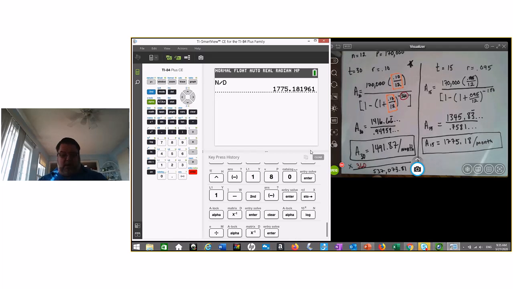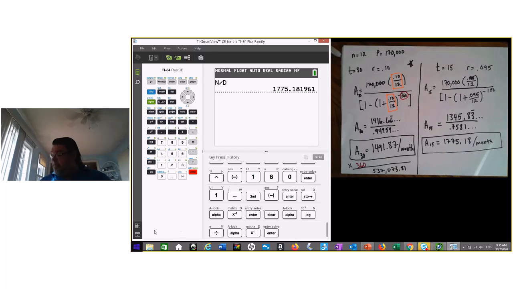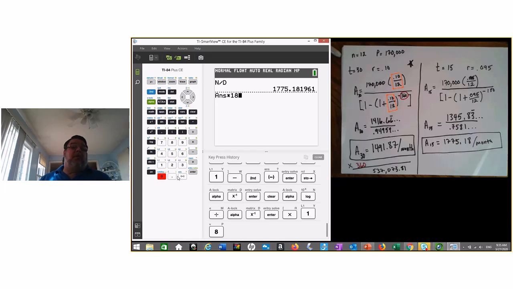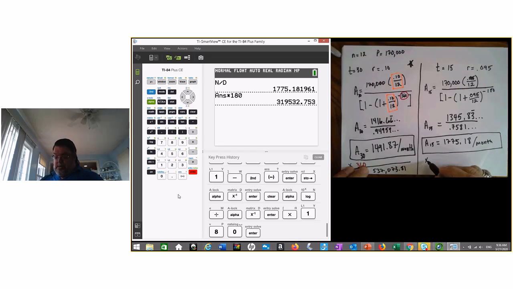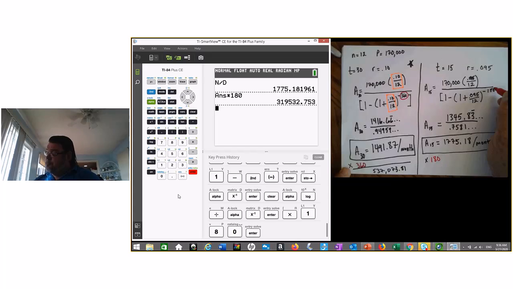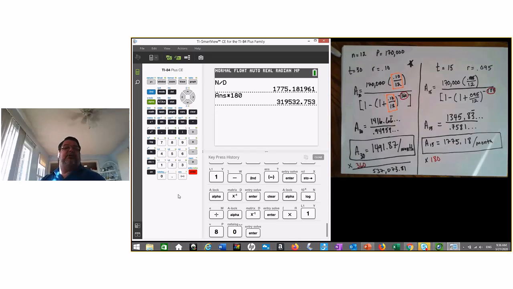All right, so let's multiply that by how many? 180. So I'm going to multiply that by 180. And the 180 is your monthly payments because of that number right there. And that's going to give us $319,532.75.